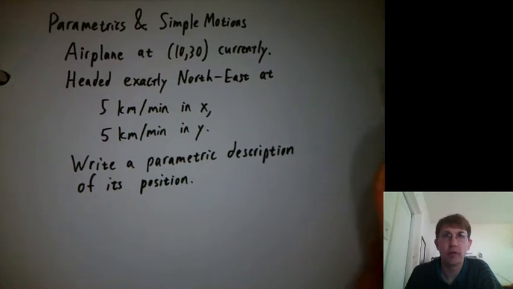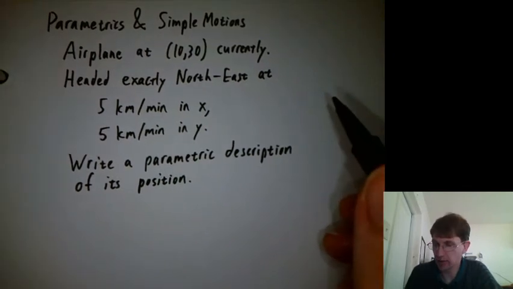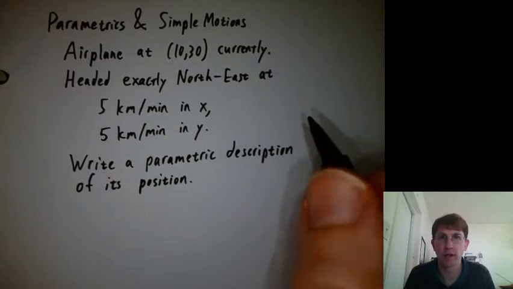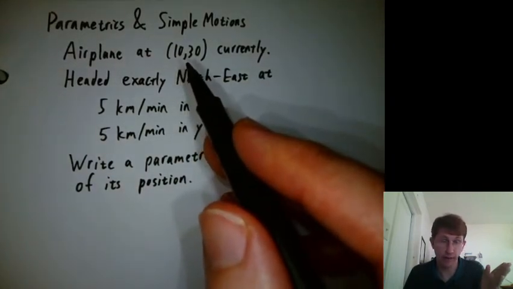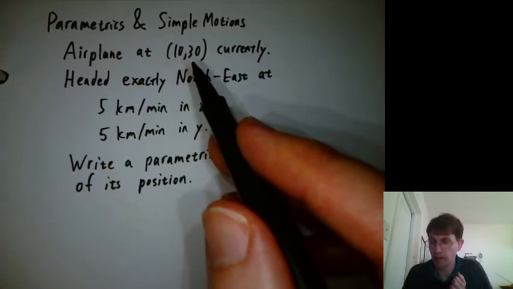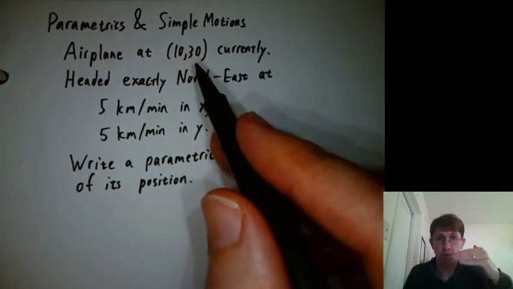Let's talk about using parametrics for simple motions. We're not going to be doing calculus yet, more about math modeling. Let's say an airplane is currently at an x position of 10, let's say 10 kilometers east of an airport and 30 kilometers north of the airport.